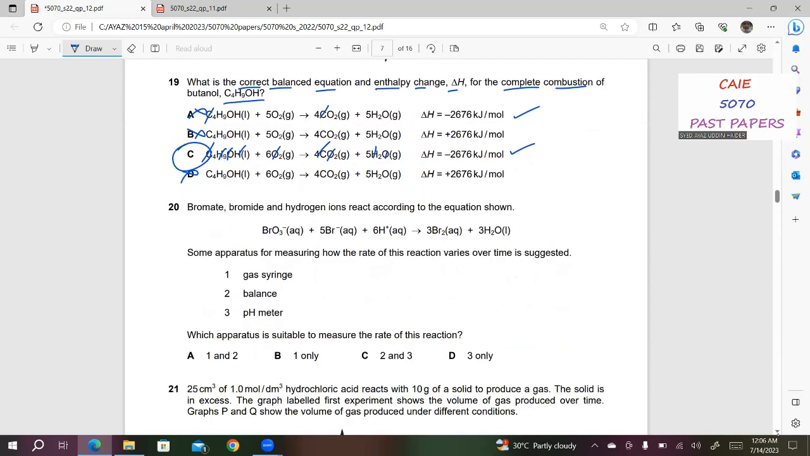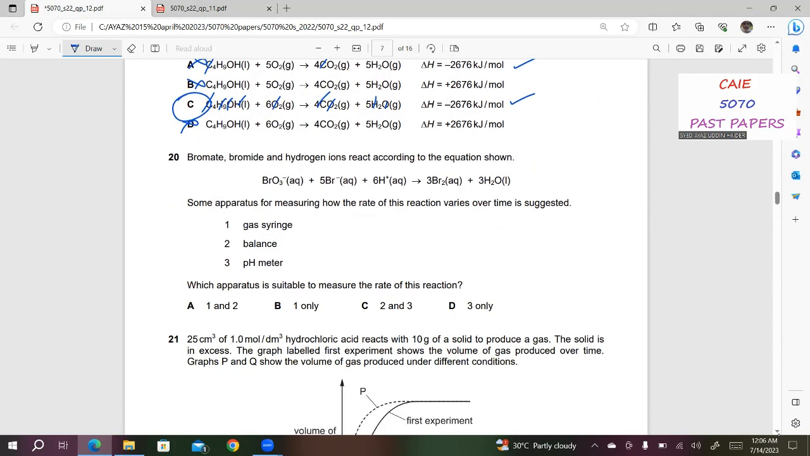20. Bromate, bromide, and hydrogen ions react according to the equation shown. BrO3 minus plus 5Br minus aqueous plus 6H plus aqueous gives 3Br2 aqueous plus 3H2O liquid. Some apparatus for measuring how the rate of this reaction varies over time is suggested.